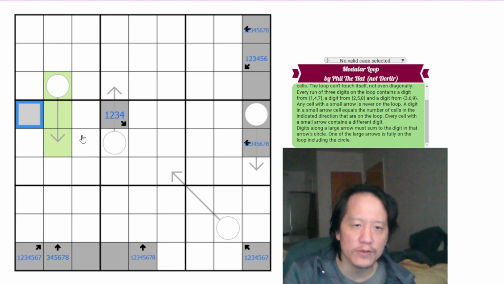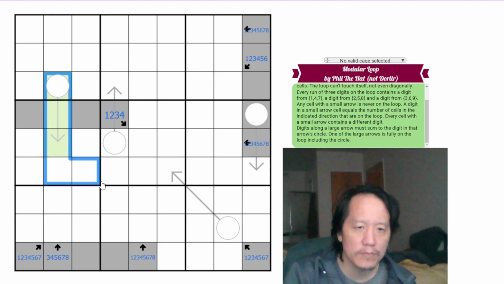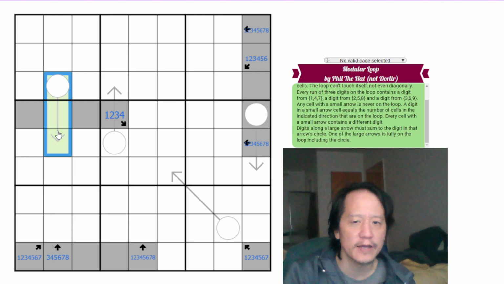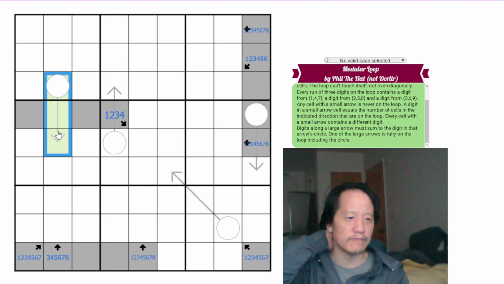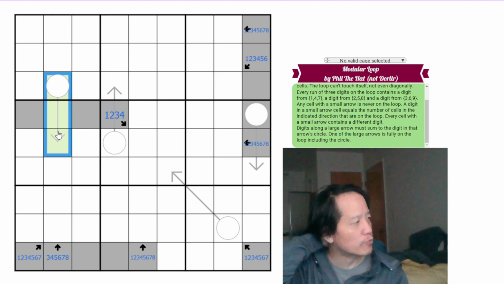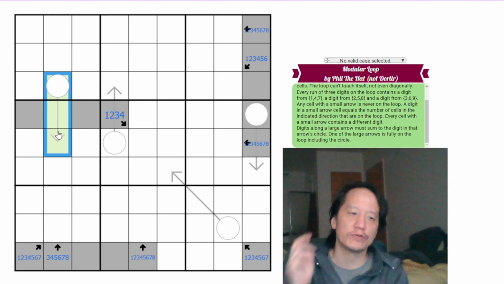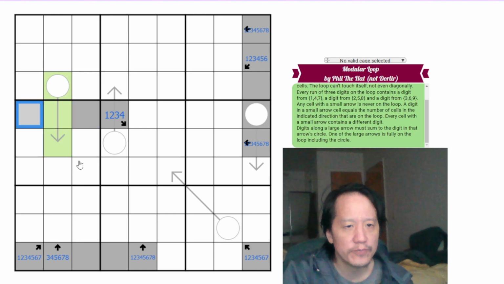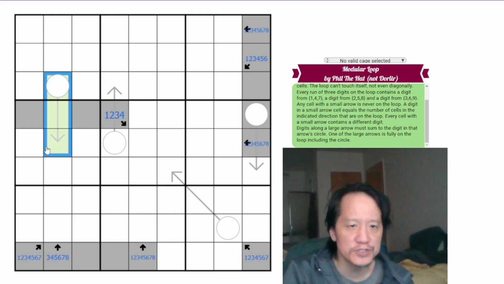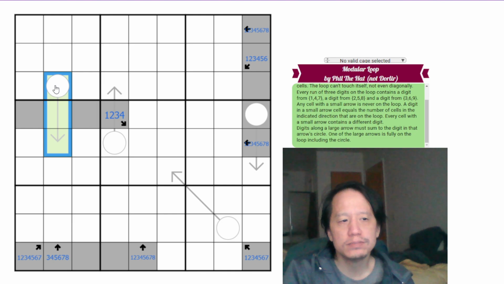Therefore, this cannot be on the loop, and this cannot be on the loop, right? If you touch it, yeah, it just can't. You can't do that because a loop basically can only have one in and one out from the orthogonal directions. So these are out. So this is fully on the loop. So what does that mean? One of these is okay.